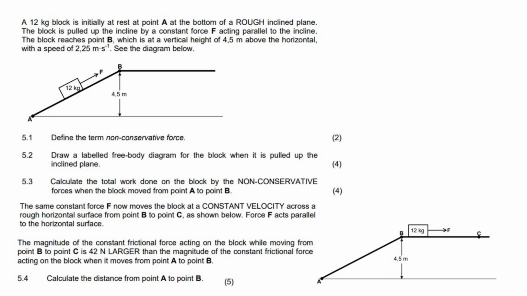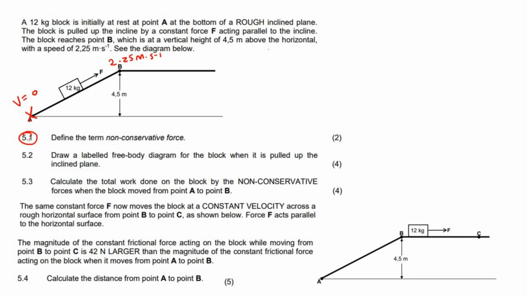A 12 kilogram block is initially at rest at point A, at the bottom of a rough inclined plane. The block is pulled up the incline by a constant force F acting parallel to the incline. The block reaches point B, which is at a vertical height of 4.5 above the horizontal, with a speed of 2.25. So it starts at rest, so it starts at 0 velocity, and then it gets to 2.25 once it gets there. The first question says, define the term non-conservative.